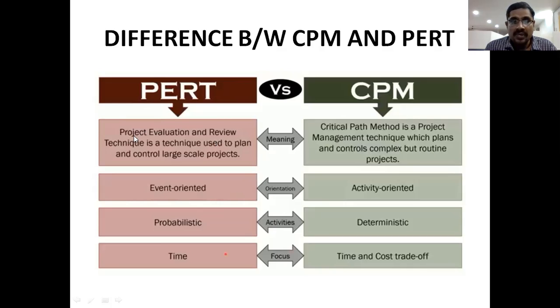But look here, the project evaluation review technique is a technique used to plan and control large scale projects, with non-repetitive activities. CPM is routine, and this is non-routine, not repetitive activities. CPM is for complex or simple projects, but PERT is used for very large scale projects. Please remember this too: simple and complex, routine for CPM, but PERT is used for large scale projects, right?